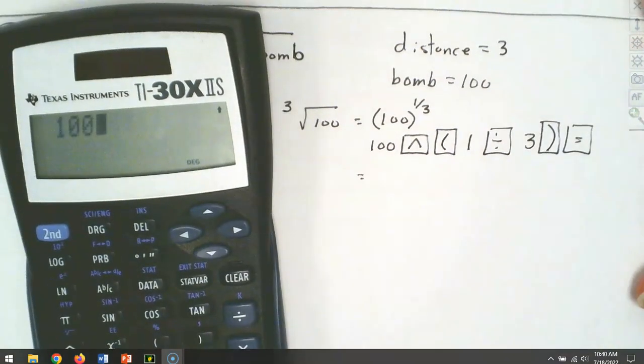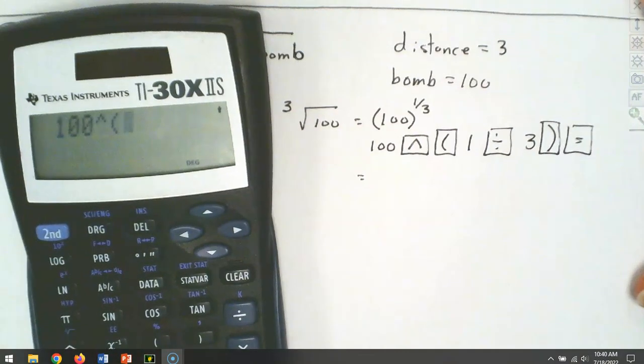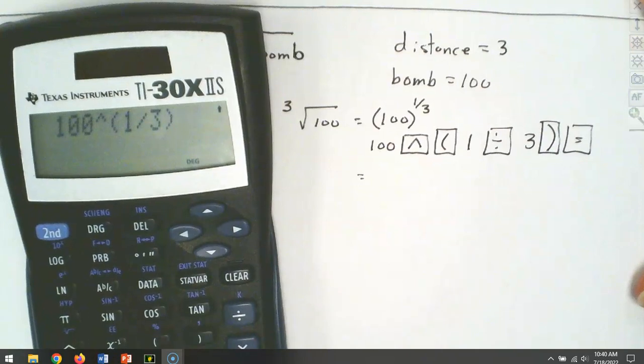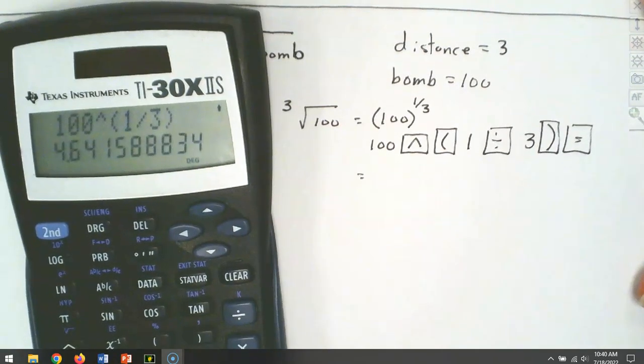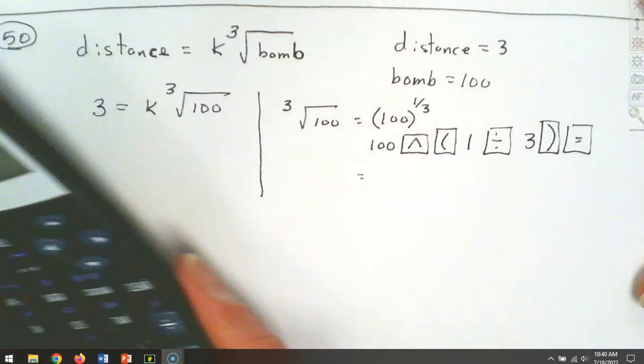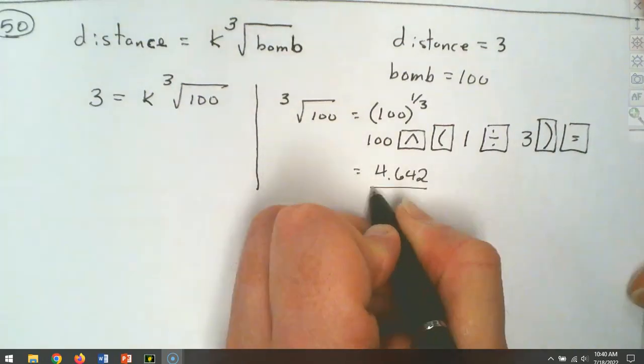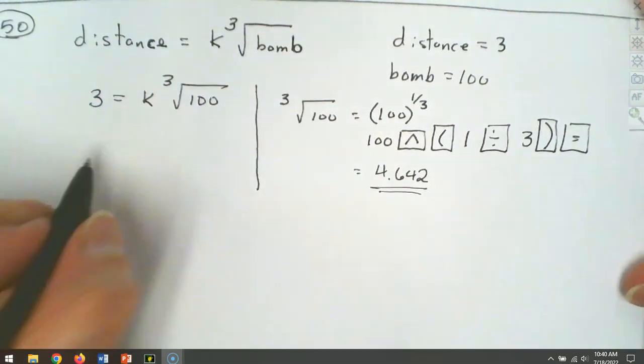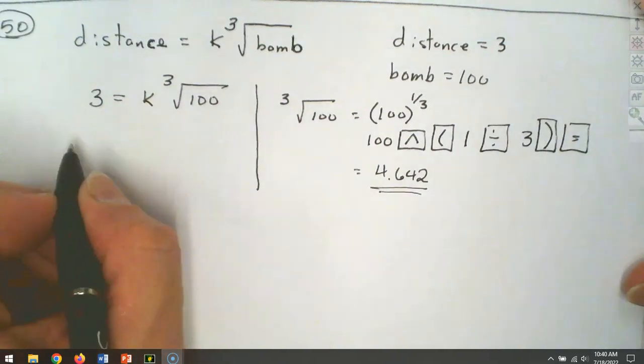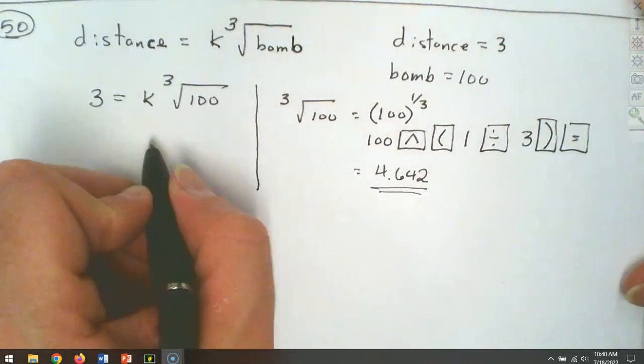So 100, we hit the caret key, parentheses key, 1, divide key, 3, close parentheses key, equals. And we're going to round this out to 3 places. So that's 4.642 if we round. That's our value of K. Well, not K yet, but that's the value of the cube root of that 100.